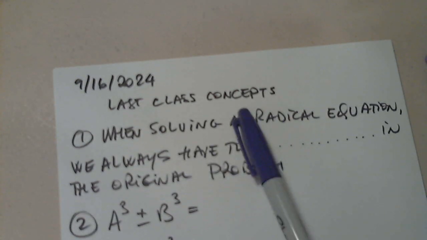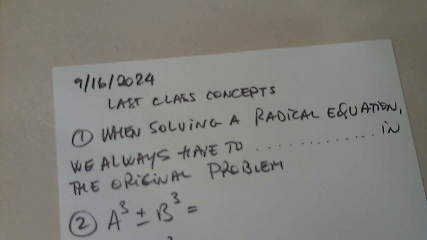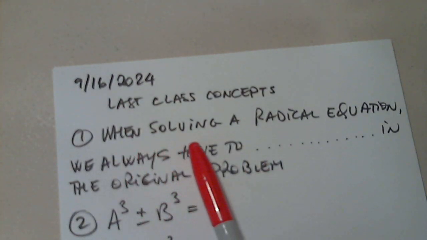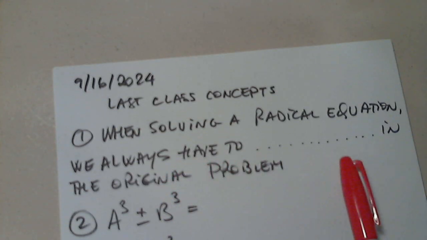From last class, we have a few concepts that I would like to review. And can anyone help us with the first one? When solving a radical equation, we always have to ... in the original problem.